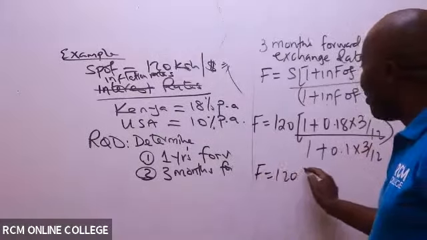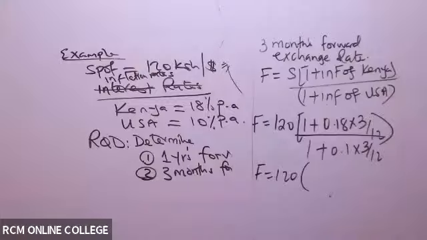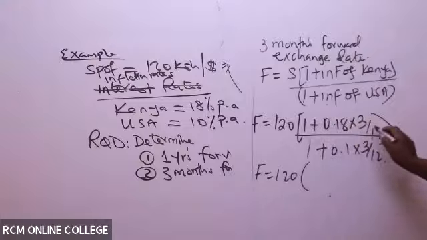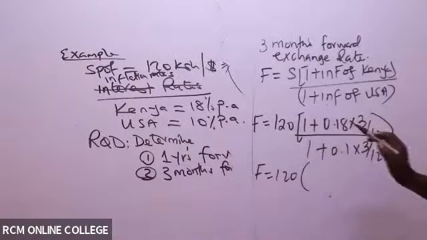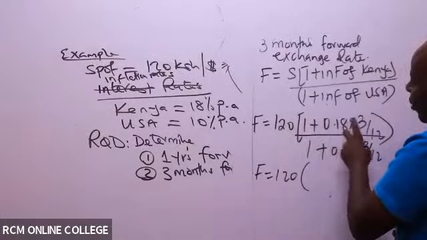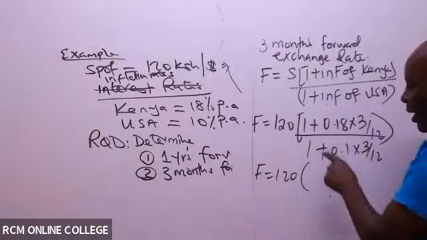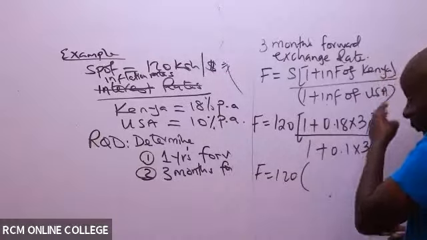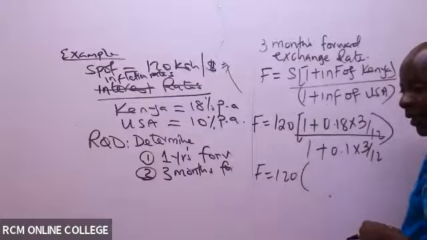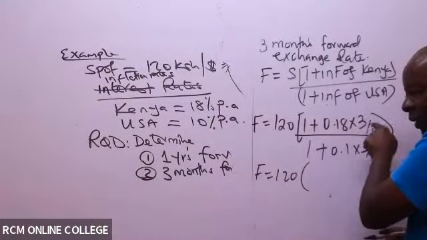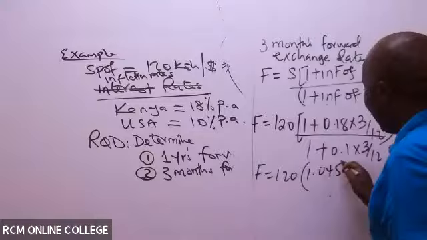BODMAS. Otherwise, you may not be able to get this right. So BODMAS, please, first of all, multiply this: 0.18 times 3 over 12. Whatever answer you get, you add 1. Or use your calculator directly, your calculator has got BODMAS in it. 1 plus 0.18 times 3 over 12. What answer are we getting? Somebody give me this answer. 1.045. Thank you very much.